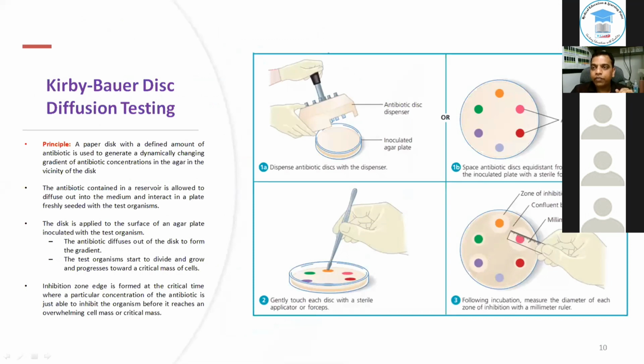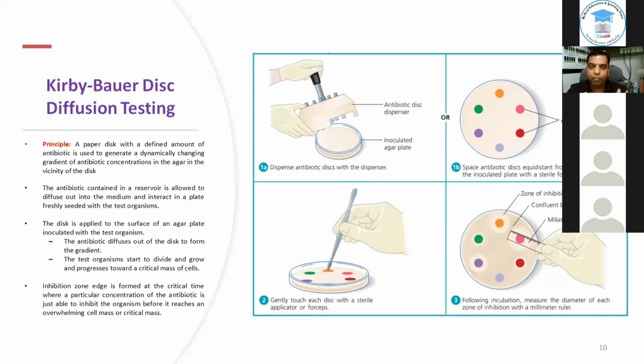So let us see each of the phenotypic methods in detail. One of the most commonly employed methods is the Kirby-Bauer disk diffusion method. What happens in the Kirby-Bauer disk diffusion method? We inoculate a sample onto the culture plate and keep it for incubation for 18 to 24 hours, and we get colonies of bacteria.